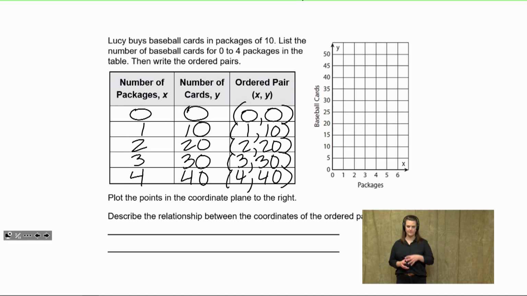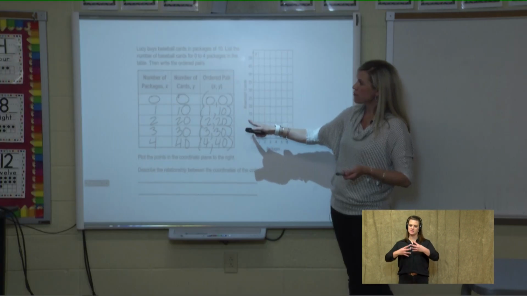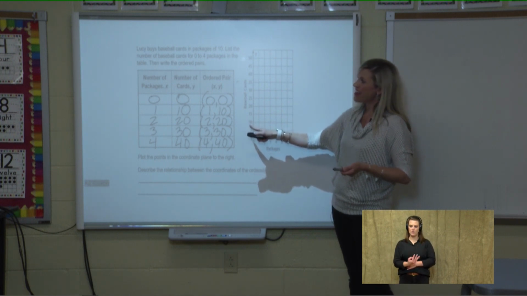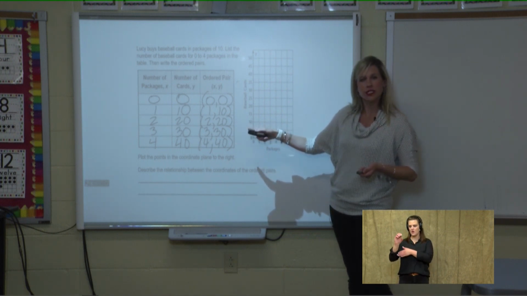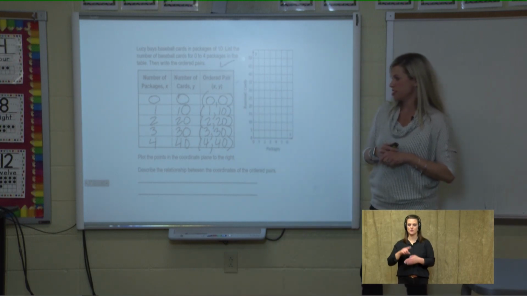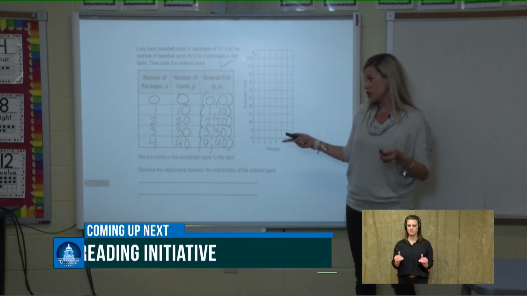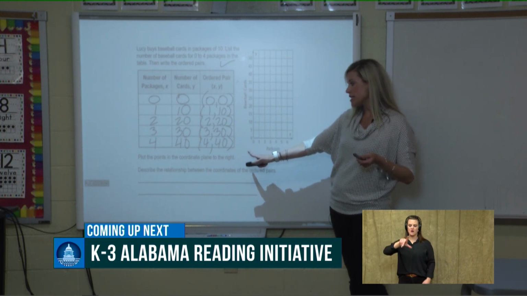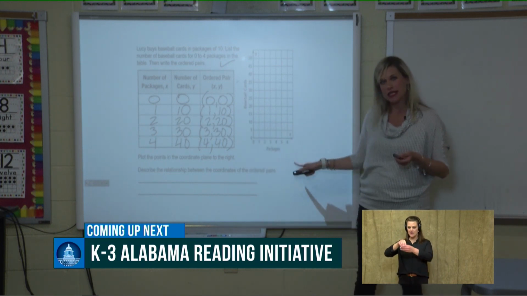All right, so let's look. It says, list the number of baseball cards for 0 to 4 packages in the table, and then write the ordered pairs. Did we do that? Yes. So that part of our problem is done. Now, what does it say to do? Plot the points in the coordinate plane to the right.